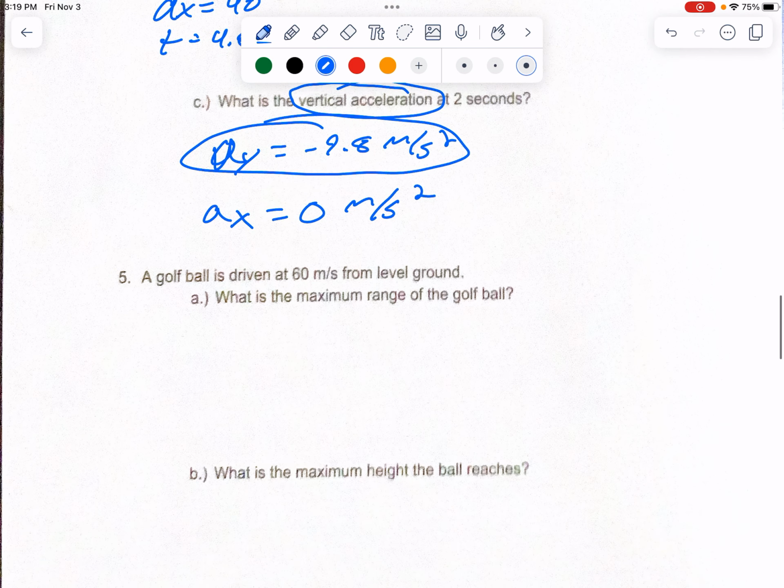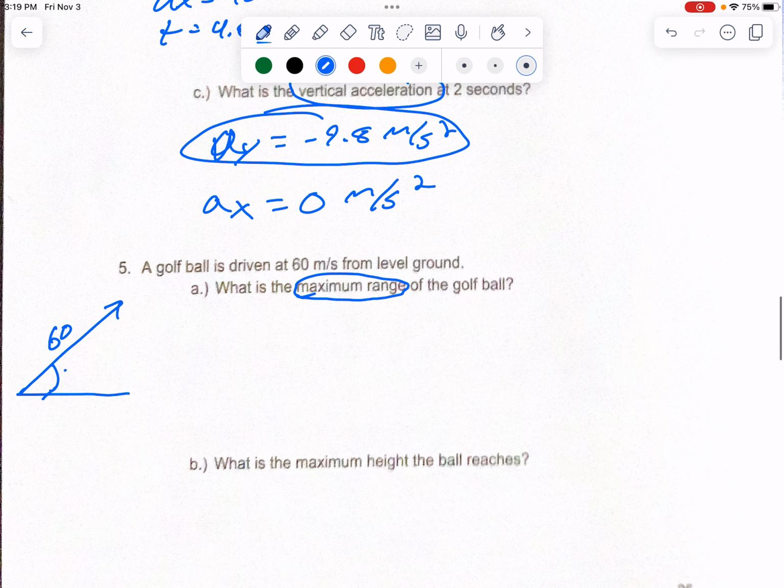All right, number 5, a golf ball is driven at 60 meters per second from level ground. What is the maximum range of the golf ball? Okay, so maximum range right there just told me a couple things. 1, I'm looking for the horizontal distance. And 2, if you notice, this is a type 2, that we had to launch this up off the ground. Okay, but I didn't give you an angle. I gave you the hypotenuse, but I didn't give you an angle. But when I say maximum range, that's a hint for the best angle. And we've talked about that before, 45 degrees is the best angle for distance.